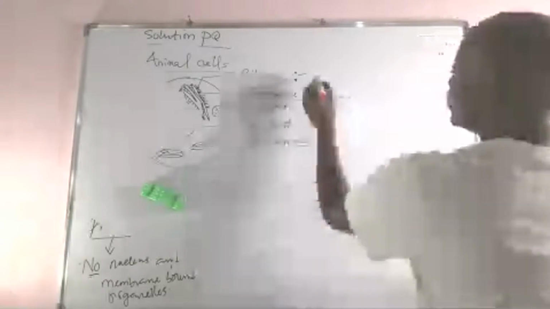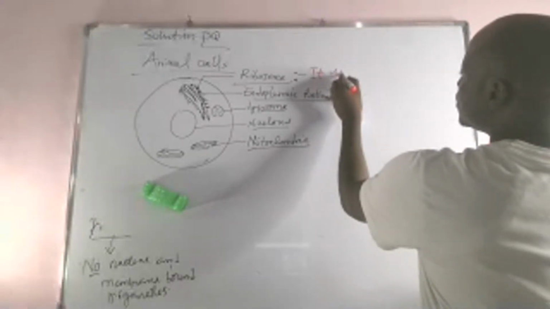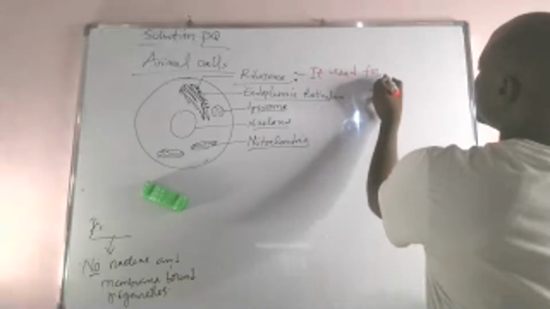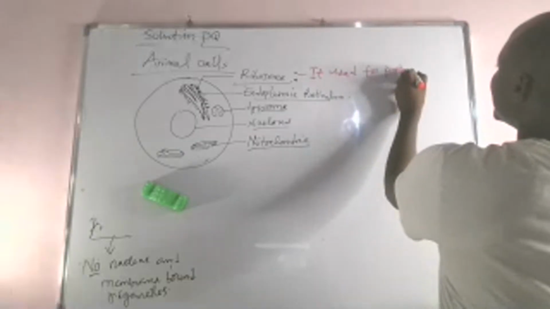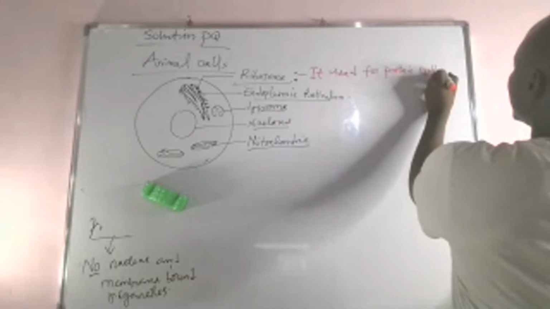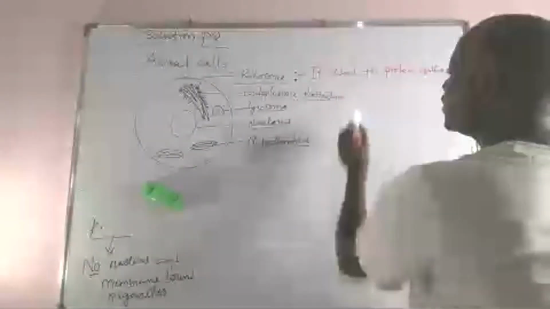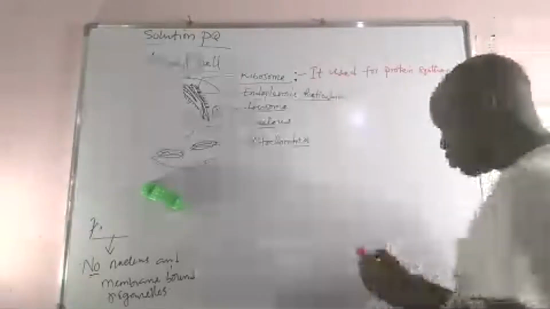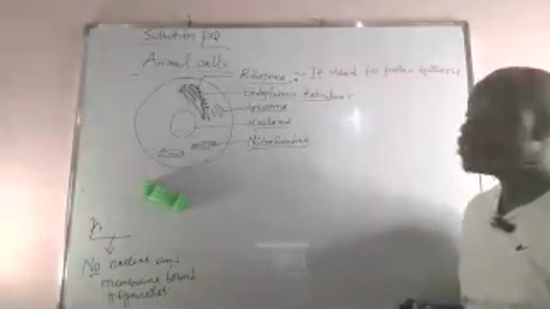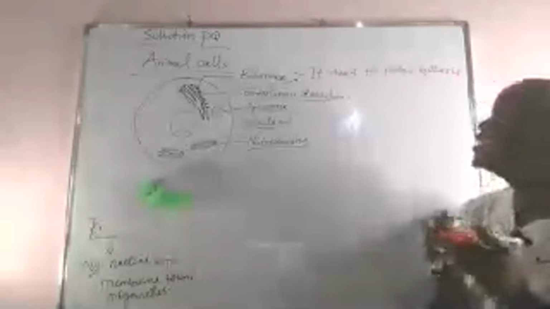Excellent. It's used for protein synthesis. So you see, you have your mark here. So we are done with the ribosome. Ribosome is used for protein synthesis. All the proteins that are synthesized in a cell are due to the work of ribosome.